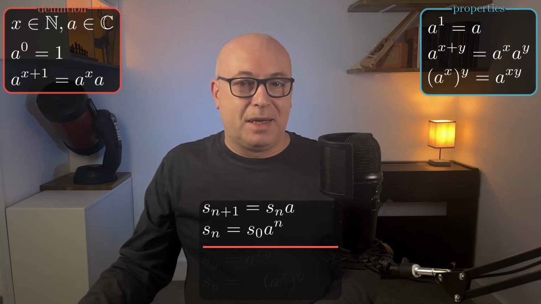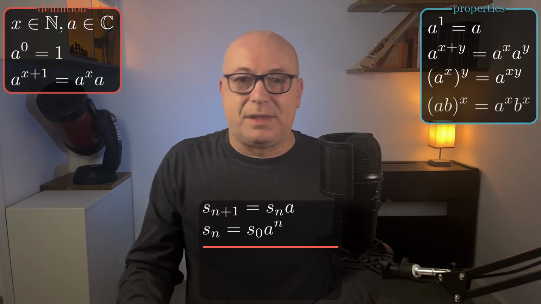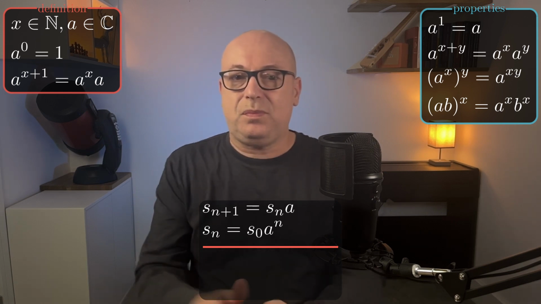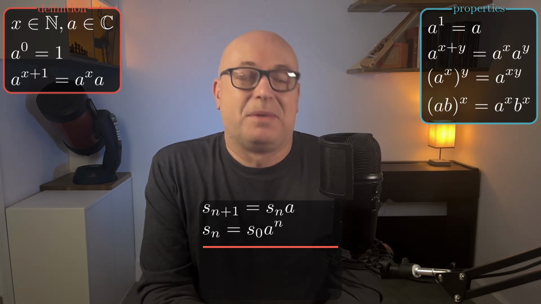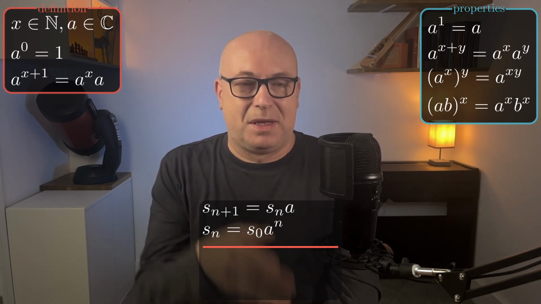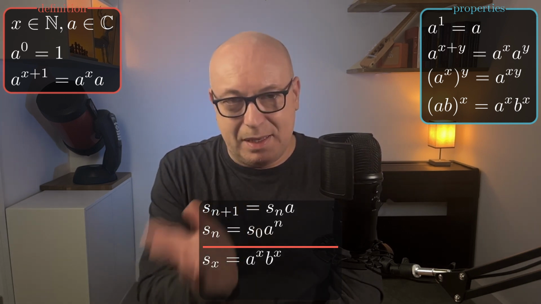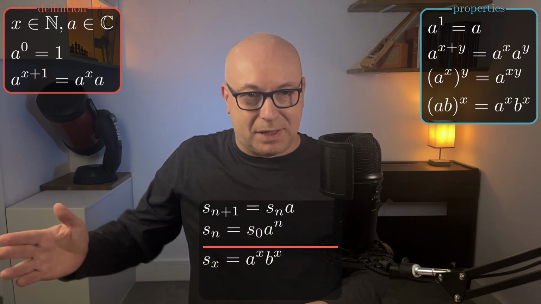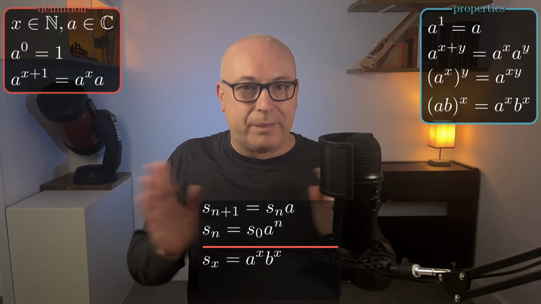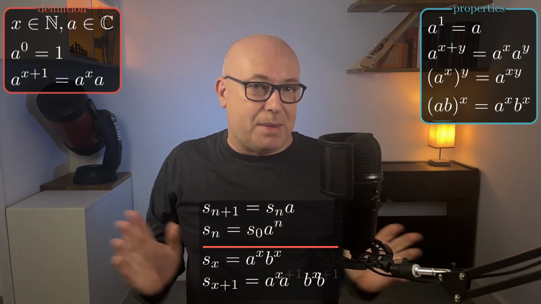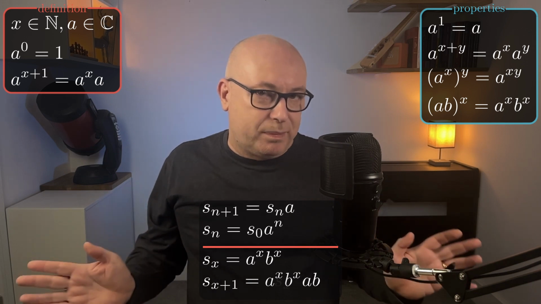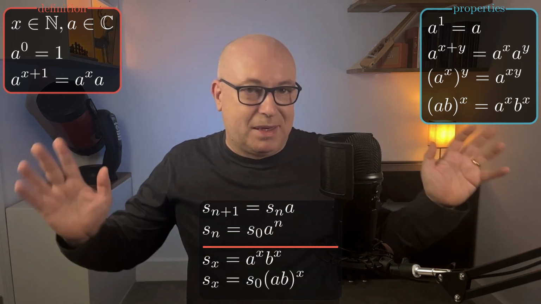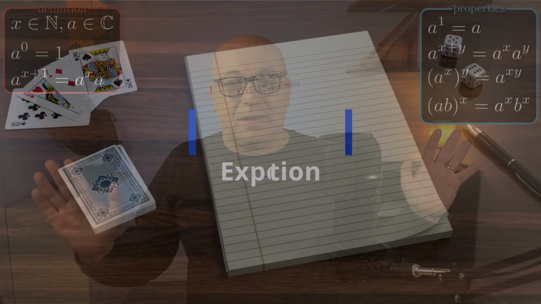Yet another identity, a times b to the power of x is equal to a to the power of x times b to the power of x. We do a similar thing, but this time let's look at the sequence s of x is equal to a to the power of x times b to the power of x. So now our sequence has x going from 0, 1, 2, and so on. And this multiplies by ab whenever x is increased by 1. And it starts from 1, so s of x is equal to ab raised to the power of x, and we're done.